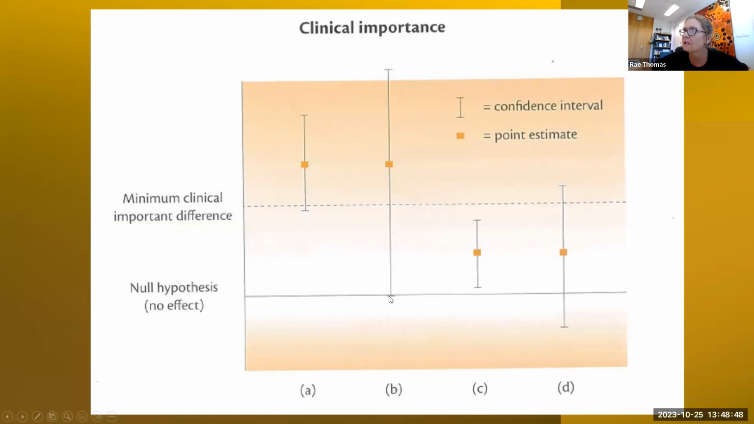So you can see B here, it's touching the line, right? That's a line ball. It's probably just a squeak over it here. So it's hard to tell. So it's not statistically significant. The point estimate here is above the minimal clinically important difference. So there's something going on there. It looks like it's okay.